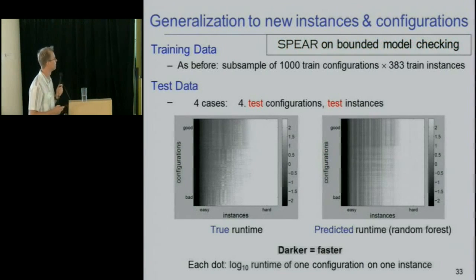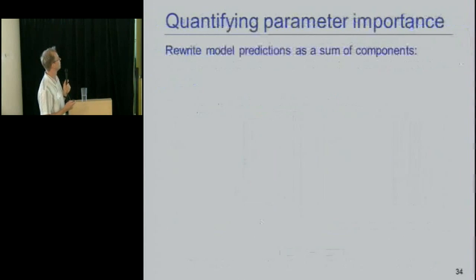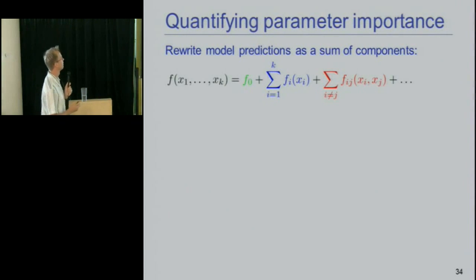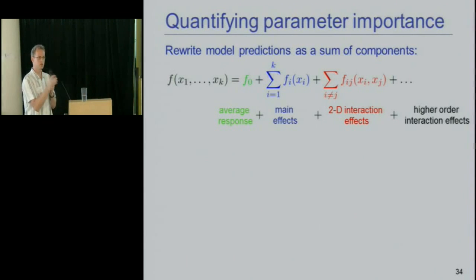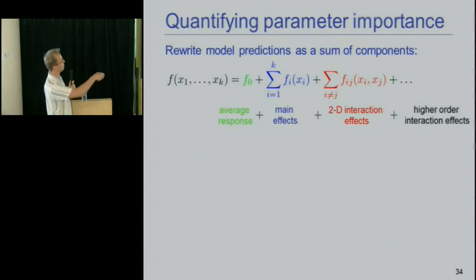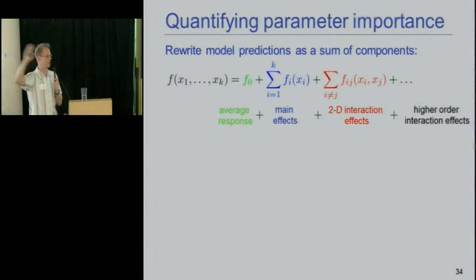So let me get back to this domain here, because I have an example for quantifying the importance of the parameters of SPEAR on this data set. I'll have one slide of math. I'll go very quick. We'll rewrite the model predictions. This is a model prediction for its inputs 1 to k, as a sum of components: the average response across all the data points you've seen, plus the main effects. Those are effects due to changing one parameter only, plus interaction effects between parameters, plus higher order terms.